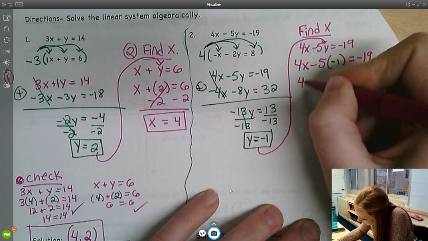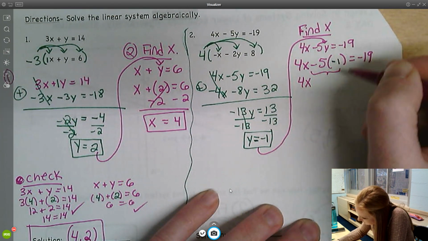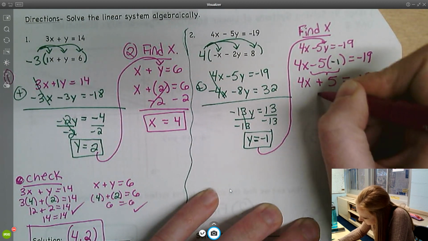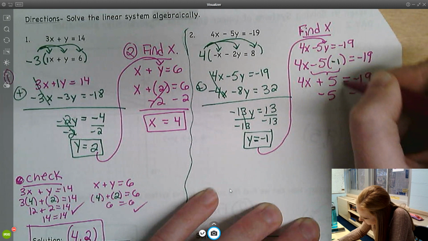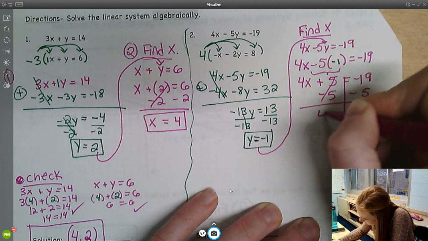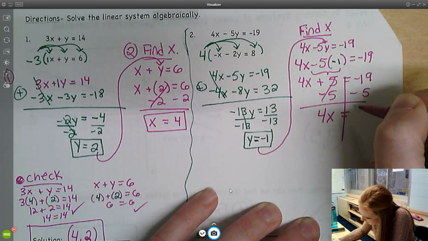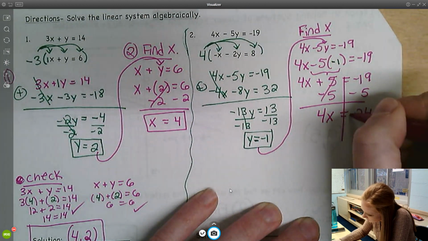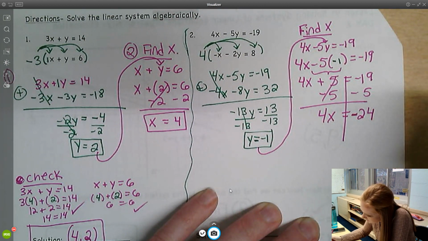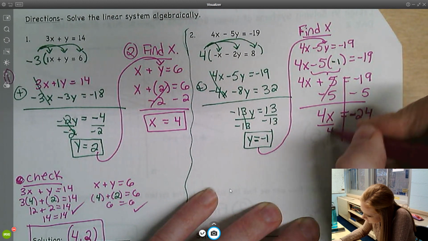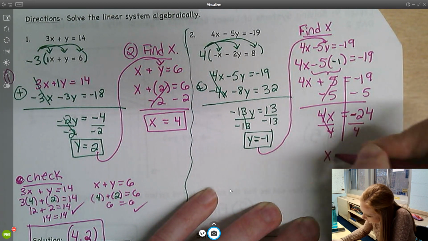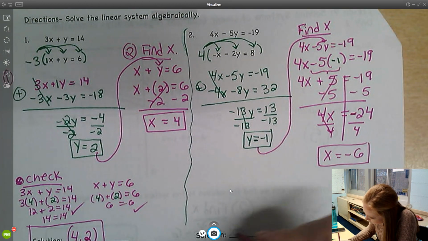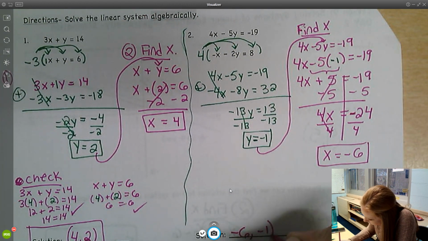So we've got 4x. Negative 5 times negative 1 is positive 5. Then we will minus 5 on both sides. And let's see, this is going to be negative 24, right? Negative 19 minus 5 is negative 24. Divide both sides by 4. X is negative 6. That means our solution is negative 6, negative 1.